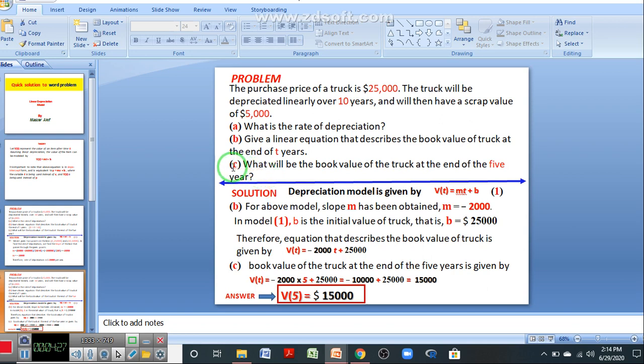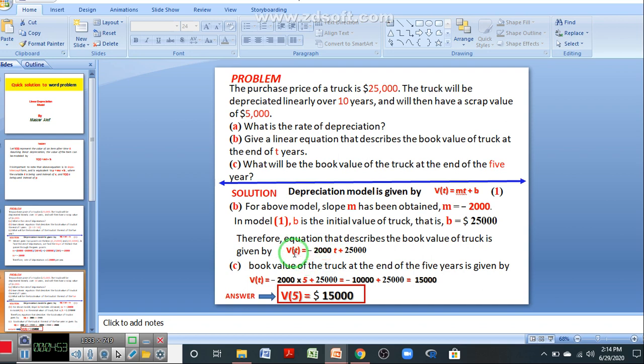For part C, we have to find the worth of the truck after 5 years, meaning when t is 5. Definitely each year its worth is reducing by 2,000, so in 5 years its worth will reduce by 10,000. So 25,000 minus 10,000, 15,000 is the answer. You can find it without using the formula, but we have to use the formula.